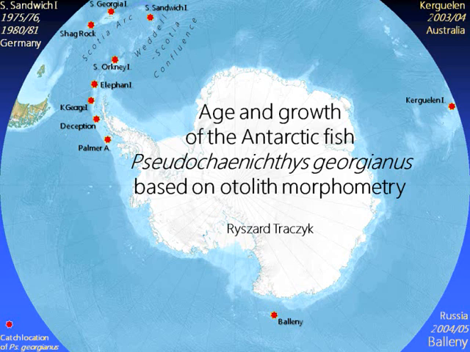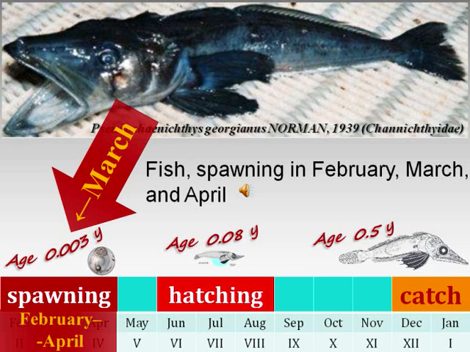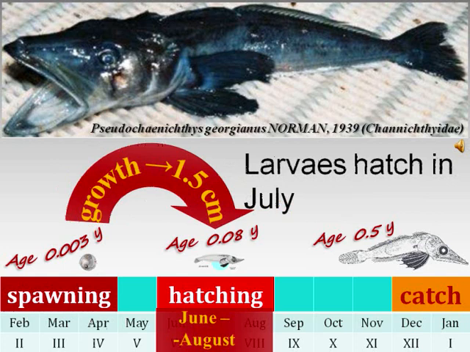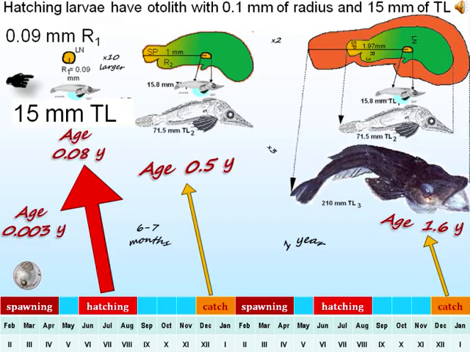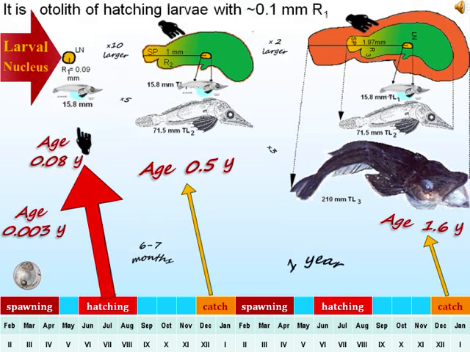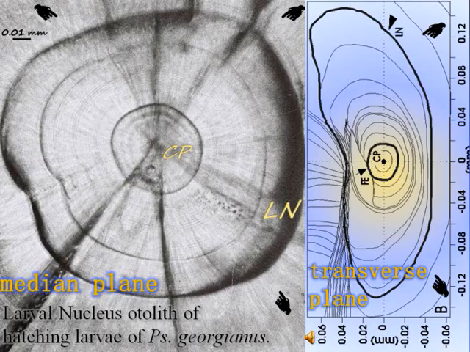Age and growth of the Antarctic fish, Pseudochaenichthys georgianus, based on the otolith morphometry. Fish spawning in February, March and April. Larvae hatch in July. Postlarvae found in January or December are half a year old. Hatching larvae have an otolith with 0.1 mm of radius and 50 mm of total length.